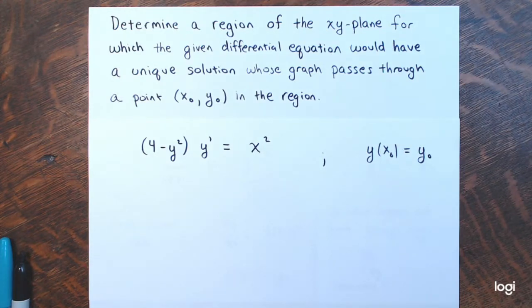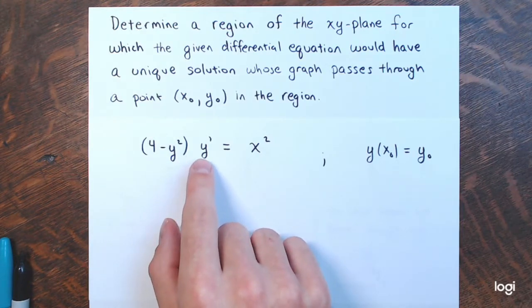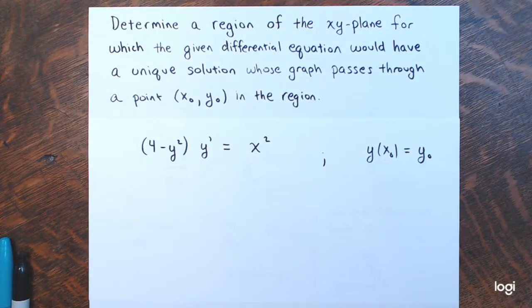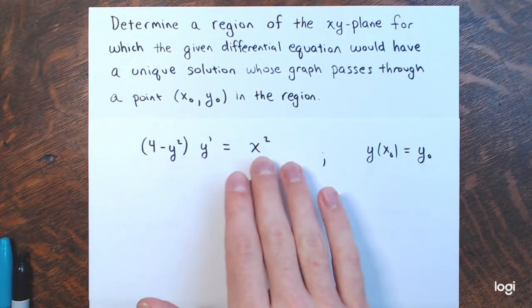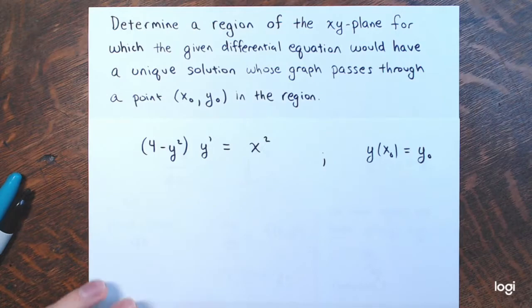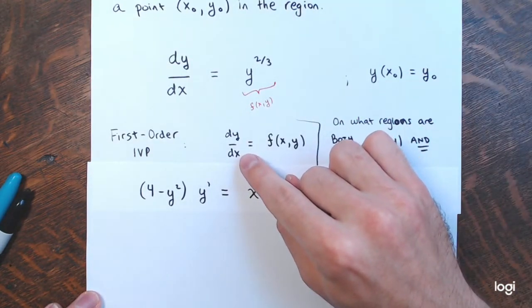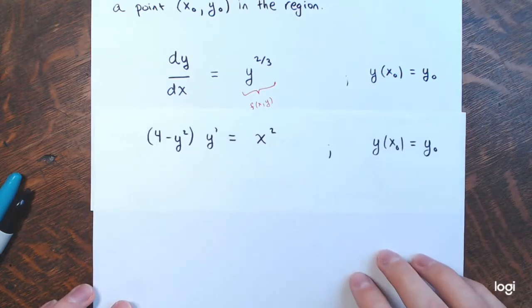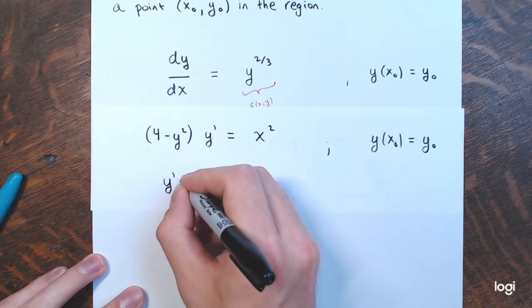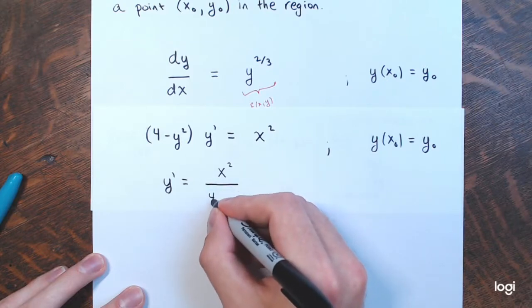Okay, so here I have (4 - y²)y', or dy/dx, equals x². And like I said before, in order to apply the theorem, I need to get the equation to look like this, where y prime is alone. So first I'll divide by 4 minus y squared. So we have y' = x² / (4 - y²).